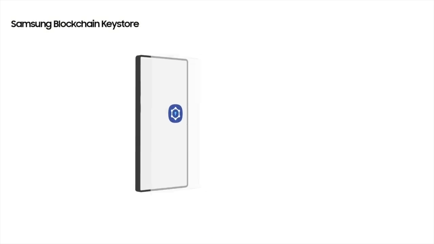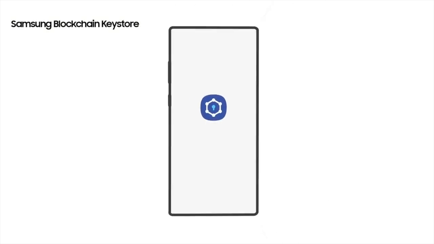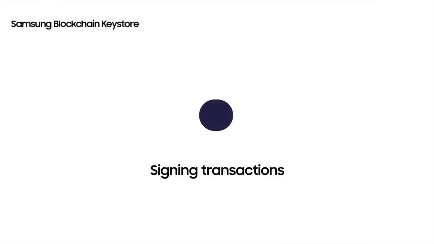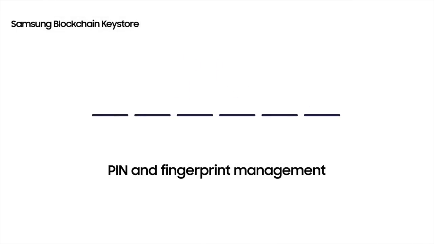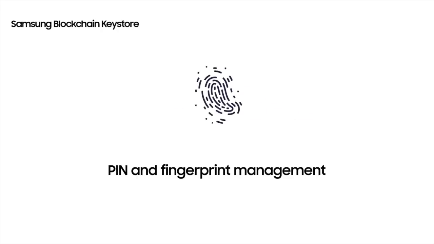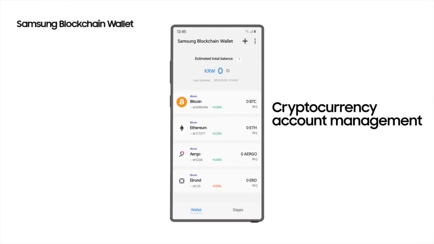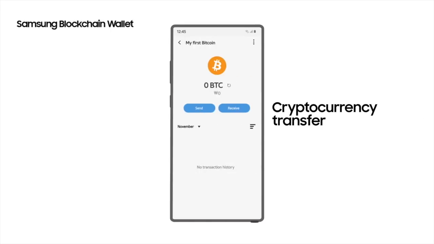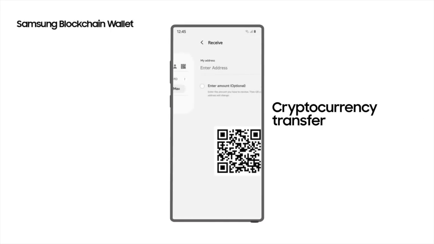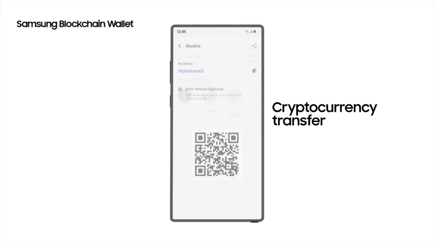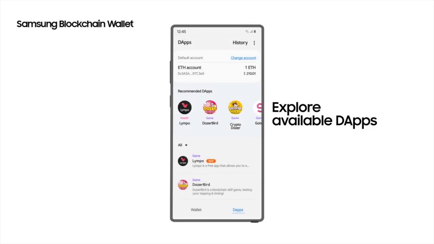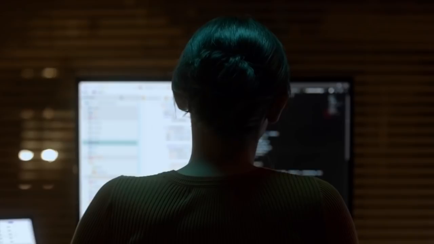The Samsung Blockchain Key Store uses a separate space from Android OS. It stores and protects private keys safely and conveniently, with vault-like security under Knox. The Samsung Blockchain Wallet is what allows you to easily manage and transfer cryptocurrencies and purchase content on dApps. Your signatures or transactions are executed with Samsung Blockchain Key Store safely.